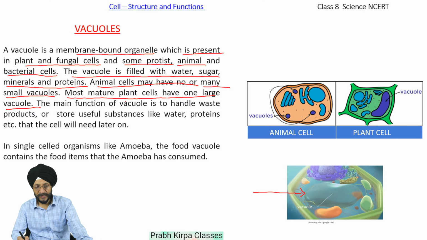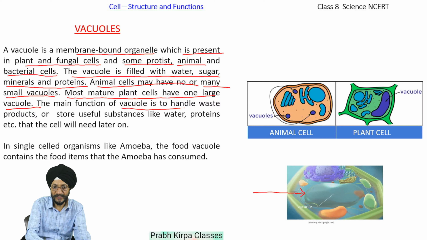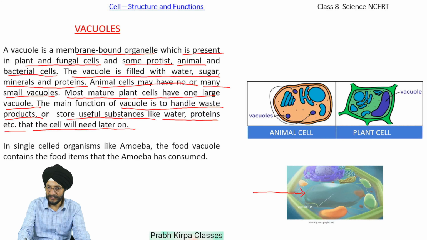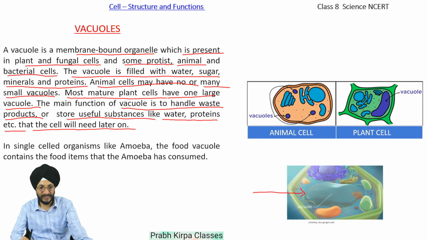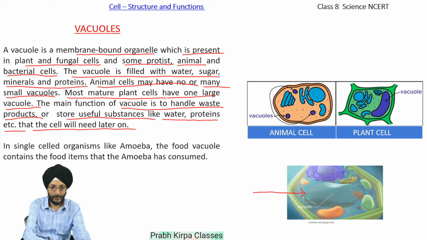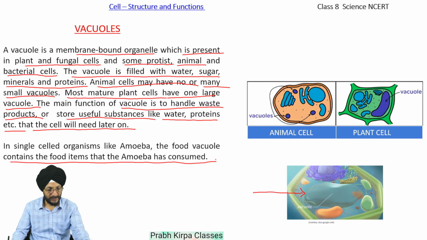Now another question may arise: what is the function of vacuoles? The main function of a vacuole is to handle waste products or store useful substances like water, proteins, etc., that the cell will need later on. Here you see the picture of an animal cell. It has some small vacuoles, whereas in the case of a plant cell, the vacuole is quite large in size. In single-celled organisms like amoeba, the food vacuole contains food items that the amoeba has consumed.